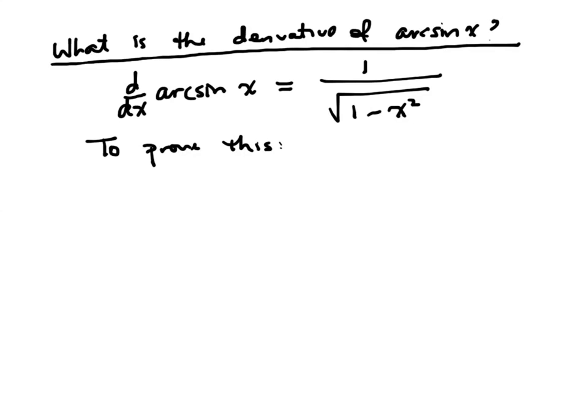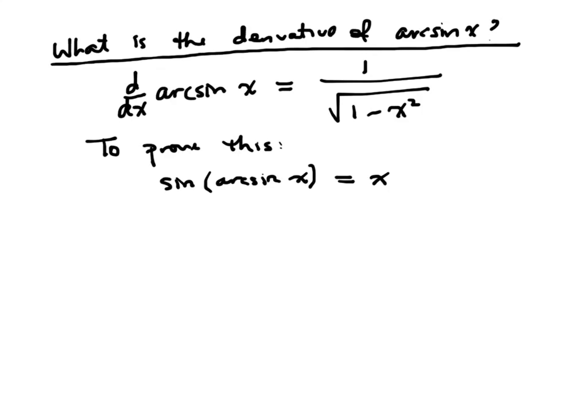Well, what we do is we think about sine of arcsine of x, and because sine and arcsine are inverse functions, this is just x, right? So the output of arcsine is an angle, and the angle it outputs is the angle where sine of that angle is equal to x. So sine of arcsine of x is equal to x.